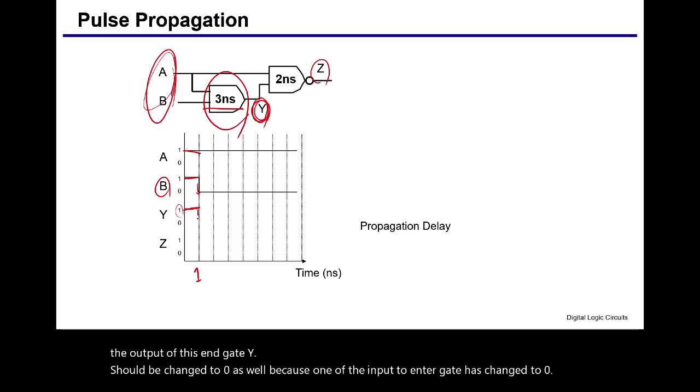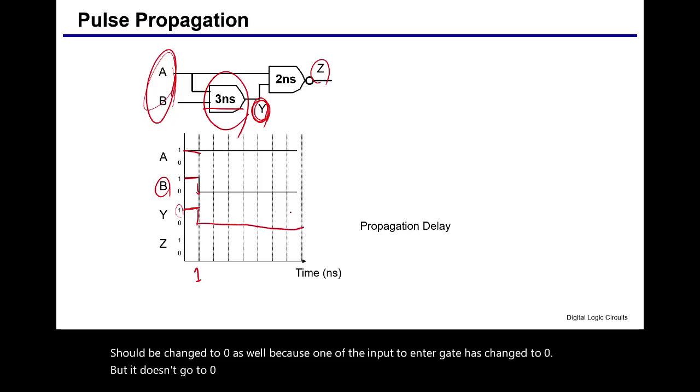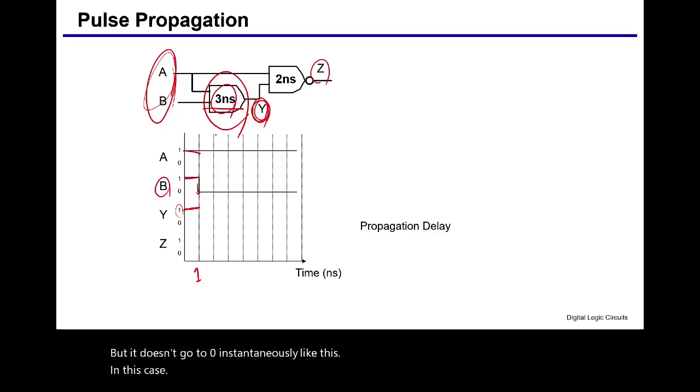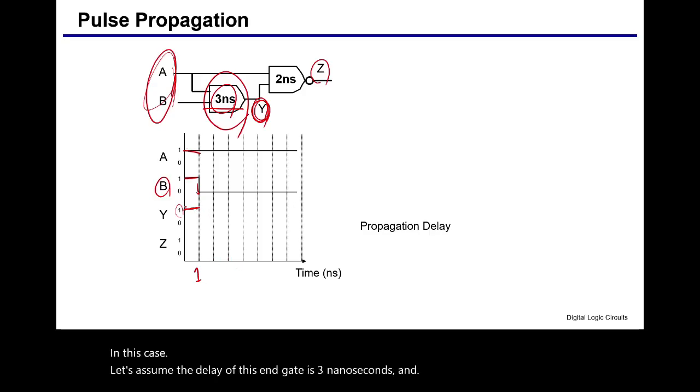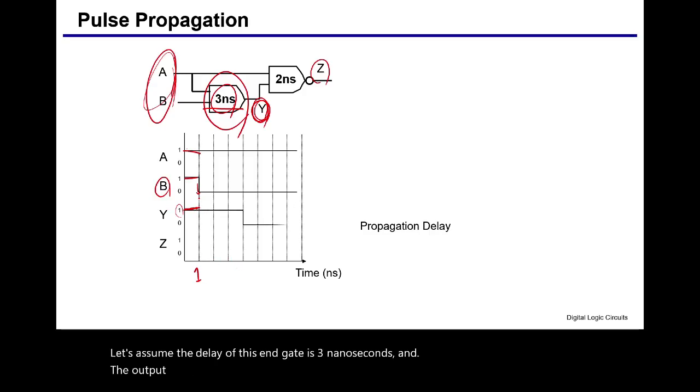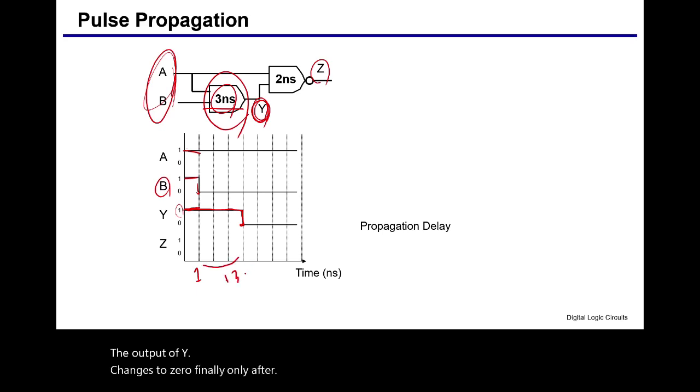But it doesn't go to 0 instantaneously like this. In this case, let's assume the delay of this AND gate is 3 nanoseconds, and the output of Y changes to 0 finally only after plus 3 nanoseconds.